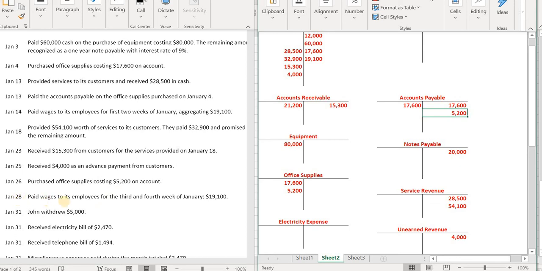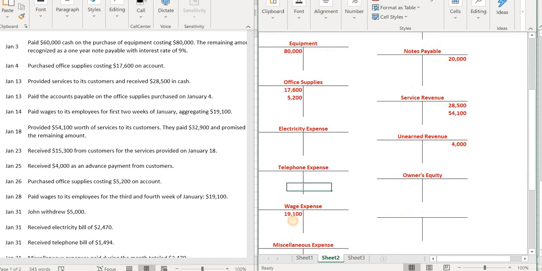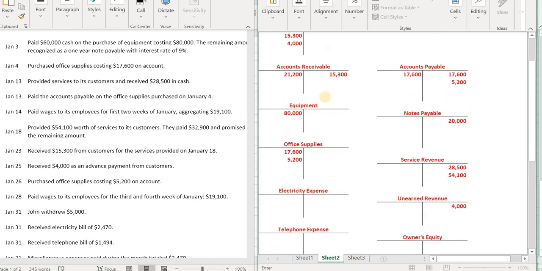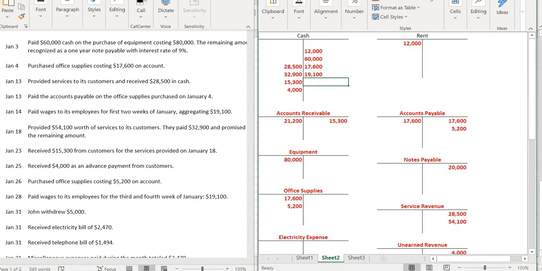January 28th, paid wages to its employees for the 3rd and 4th week of January. Another $19,100. So do it just like we did on January 14th, please. Here we go. Wage expense, another $19,100. And more cash going out, $19,100.